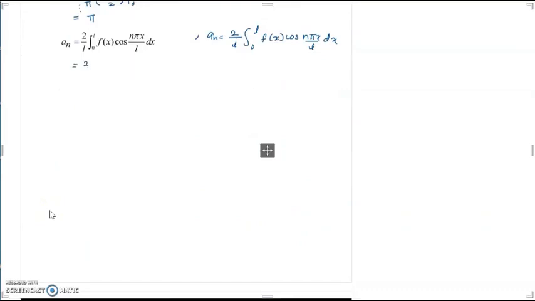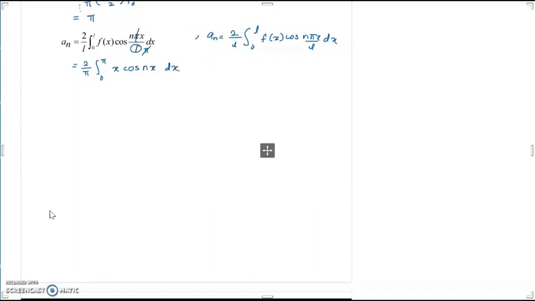So we have 2 over pi, integral from 0 to L, so 0 to pi. For f(x) here, again, we consider x rather than negative x. So x cos(n pi x over L). Our L here is pi, so we can cancel it out with the pi at the top. So what's left is just cos(n x) dx.